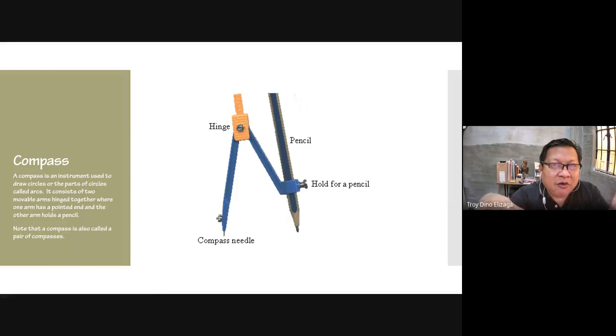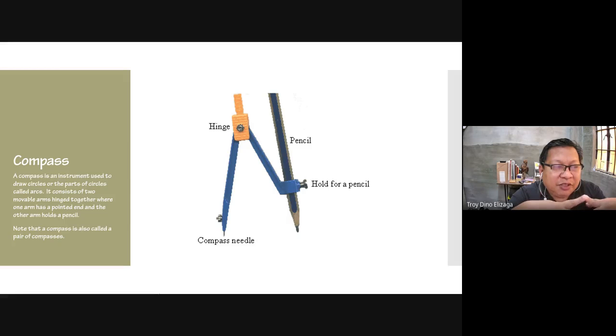But that's very limited to some circles. So you cannot really open the compass as wide to make bigger circles. But to make even bigger circles, some sets of compass will give you an extension. Instead of the head with the pencil, you remove that, and then you put in the extension, and the extension is either a holder for the pencil or the lead, or for the pen. Okay.